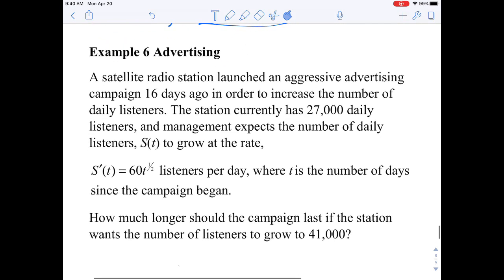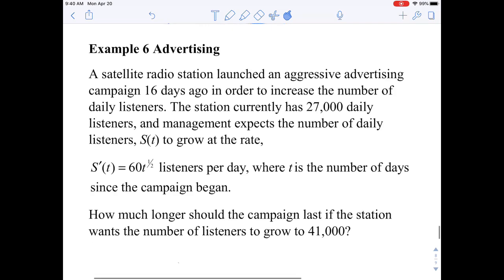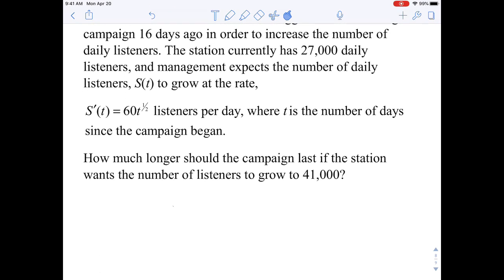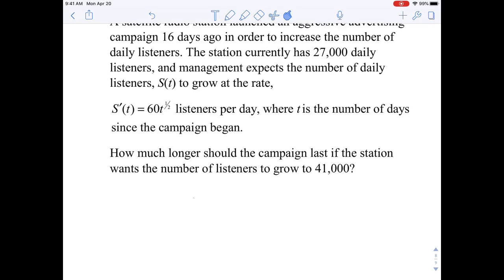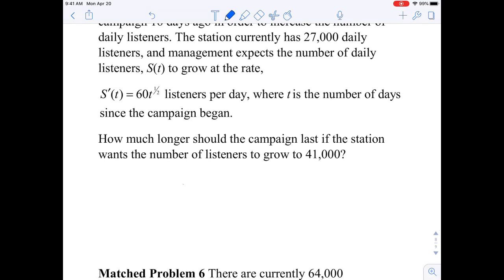Okay, now an advertising example. So we have the number of daily listeners growing at a rate. So a rate, again, is first derivative. And t is the number of days. How much longer should the campaign last if the station wants the number of listeners to grow to 41,000? So the first thing you need to do is find the original function, add 1, divide by that, which is multiplying by 2 over 3.